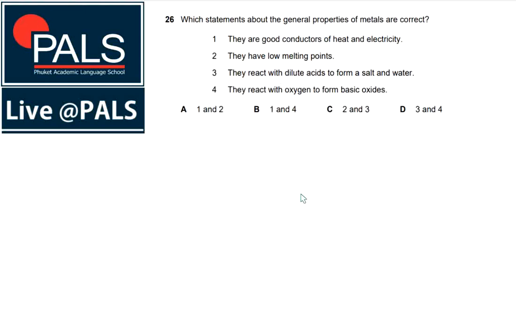Which statements about the general properties of metals are correct? First one, they are good conductors of heat and electricity. That's why we use them as electric cables. They have low melting points?